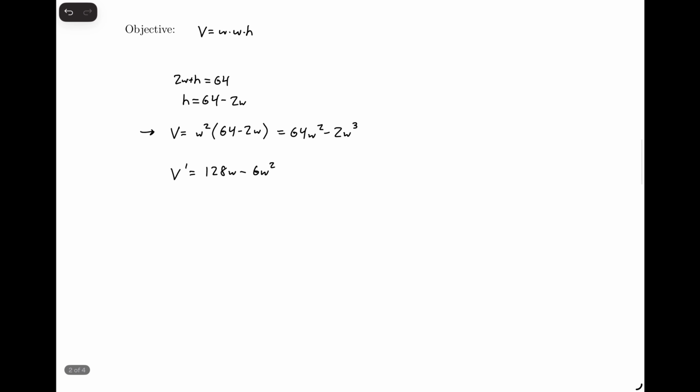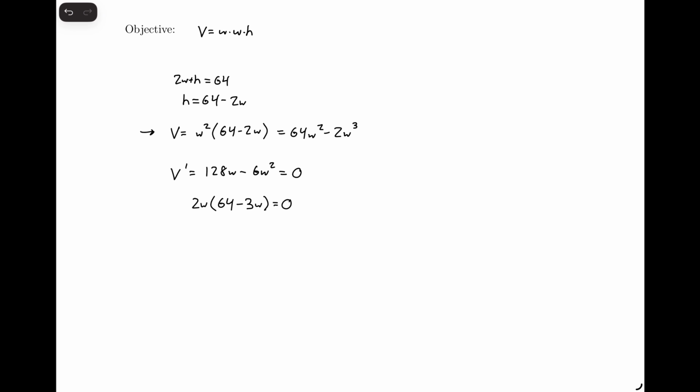Since we're maximizing, we're basically looking for critical points, so we're going to set it equal to 0. Looking at this, I know I can factor out a W, and how about a 2 as well? So I'll have 2W, which leaves 64 minus 3W, equal to 0.